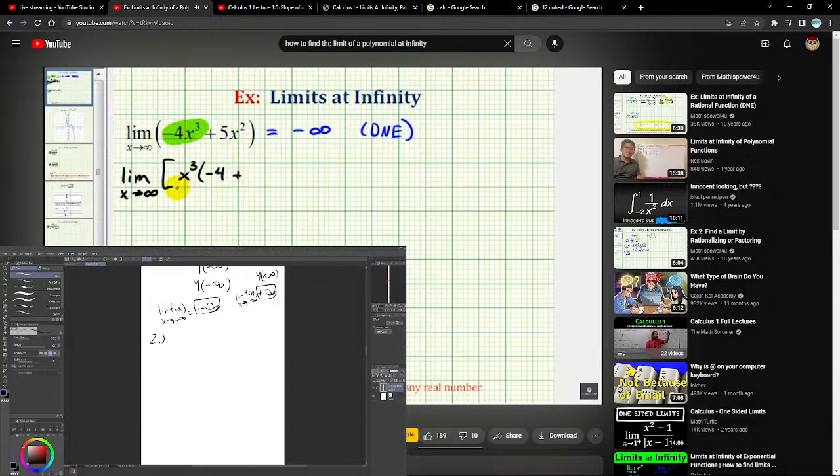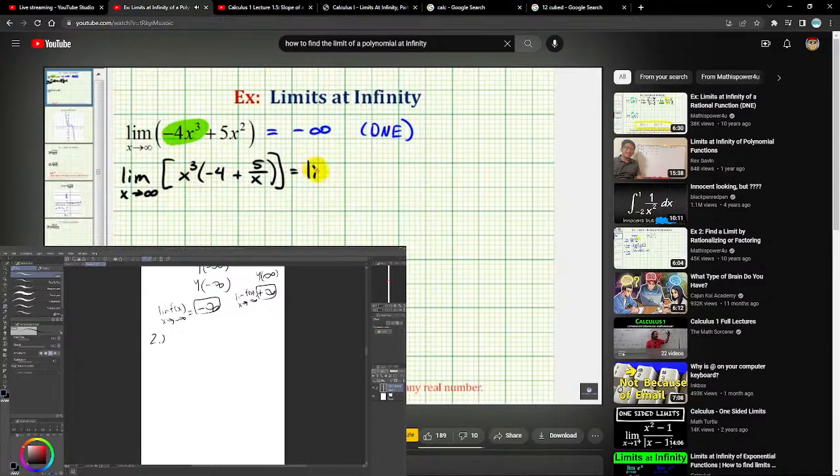If we factor out 3 factors of x from 5x squared, this will leave us with 5 divided by x. Notice if we multiply x to the third times 5 divided by x, one factor of x would simplify out, leaving us with 5x squared. And now because we have a product here, we can write this as a product of two limits.